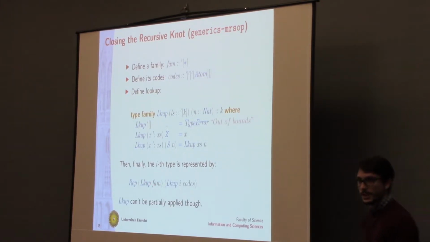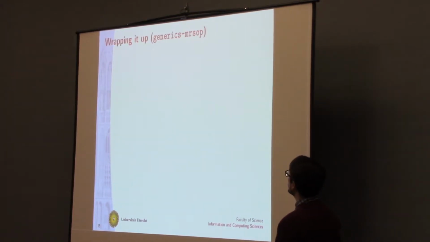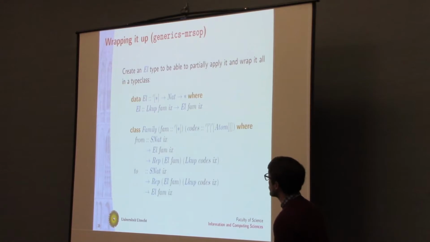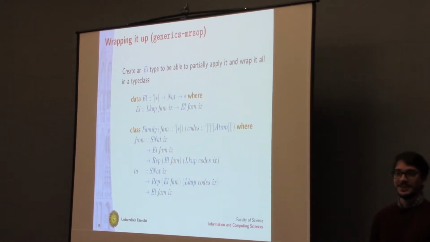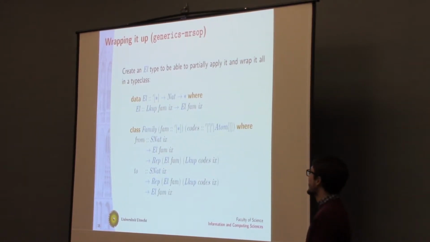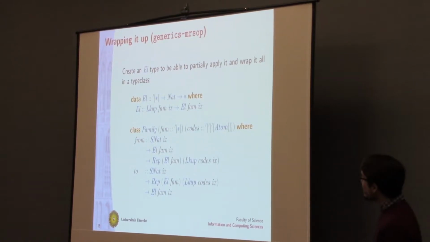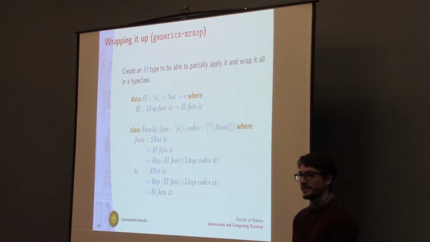But lookup as a type family can't be partially applied. This doesn't work. So what we do instead is we wrap it in a GADT. And all of a sudden you can partially apply it, and it works like a charm. So we actually have our family of isomorphisms, and in this case we have one for each type in the family, and we can then package it up and represent our mutually recursive families.